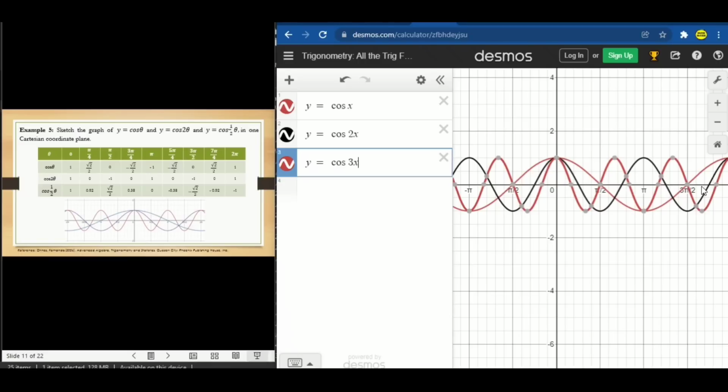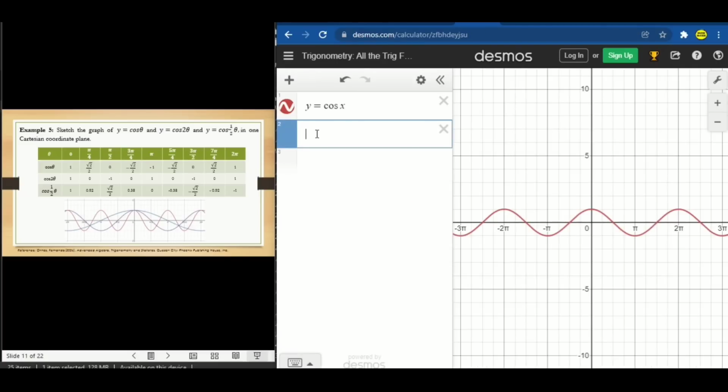Pag ganun. So, paano naman kapag 1/2? So, tingnan natin kapag 1/2, y is equal to cosine 1/2 x. Pag ganito pala, ang gawin nyo, pindutin nyo yung divide para mag-fraction. 1/2 x. Okay, so, ganyan siya. Ito yung graph, yung blue.